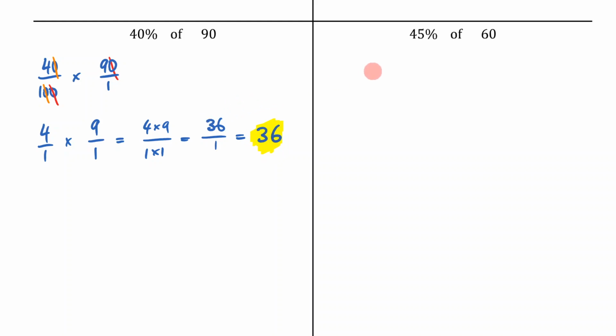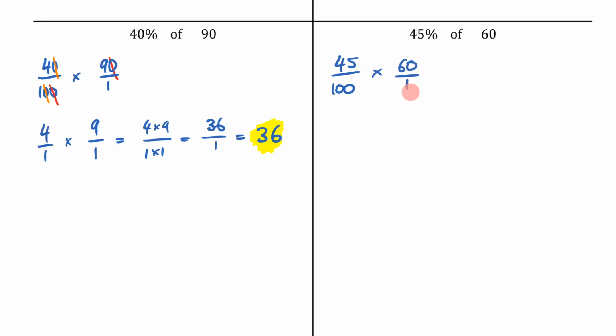All right, the next one we have is 45% of 60. How are we going to answer this one? Well, the same thing. We write 45 out of 100. Instead of, we write it times. And then instead of 60, we write 60 on 1.